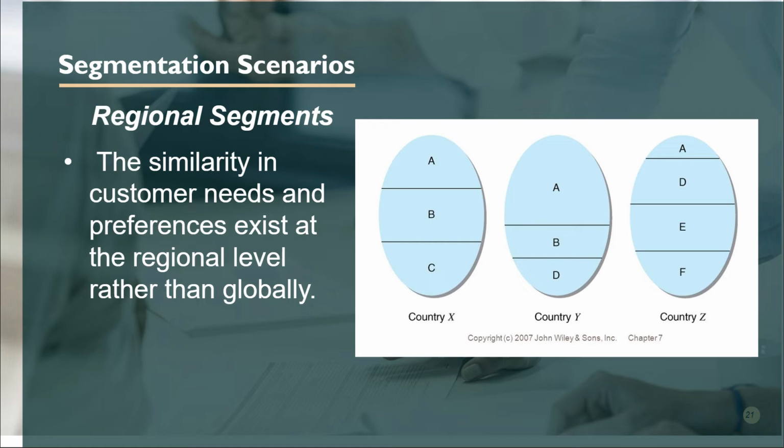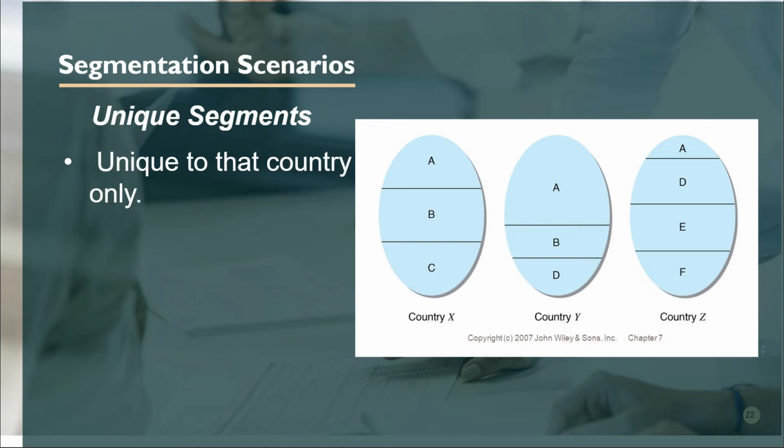The similarity in customer needs and preferences exists at the regional level rather than globally. Basing on the picture again, it's shown here that both country X and Y exhibit the same regional segment similarity. And lastly, the unique segments, a scenario that is unique to that country only. Now, basing on the figure in here, only country Z has a unique segment that is attributable to its own country.